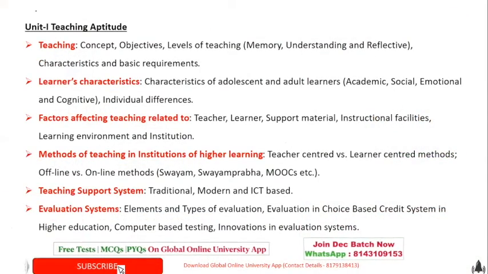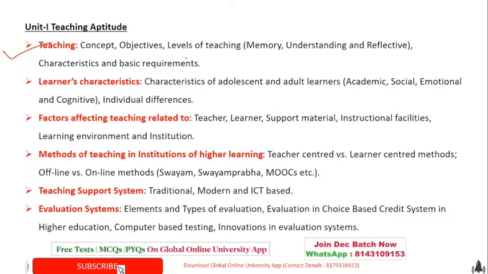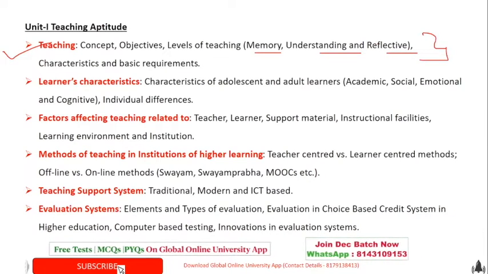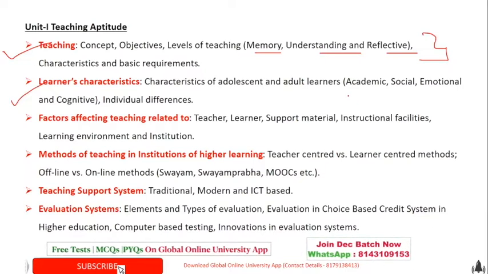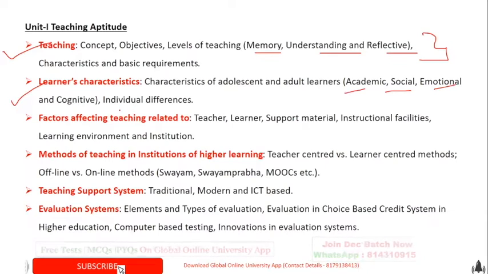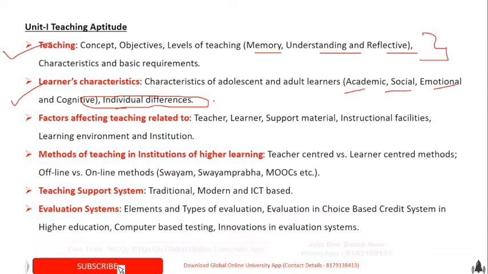Syllabus for teaching aptitude. It starts with the teaching concept, the objectives, and levels of teaching. You have three levels of teaching, that is memory, understanding, and reflective. Questions come on this many a time, so you should be very sure. Then requirements and characteristics. Then we have learners' characteristics, wherein we have academic characteristics, social characteristics, emotional characteristics, and cognitive characteristics. You have a topic on individual difference. You get one question on individual difference, so you should know the concept of individual difference.